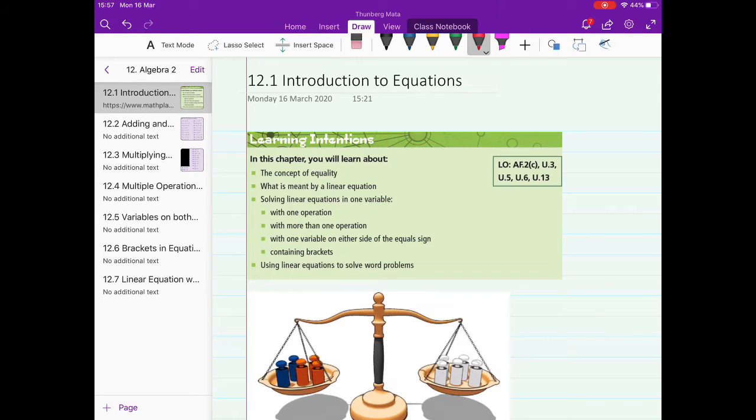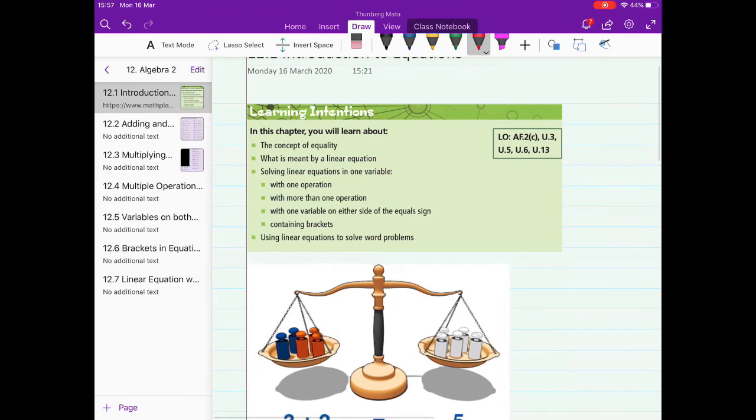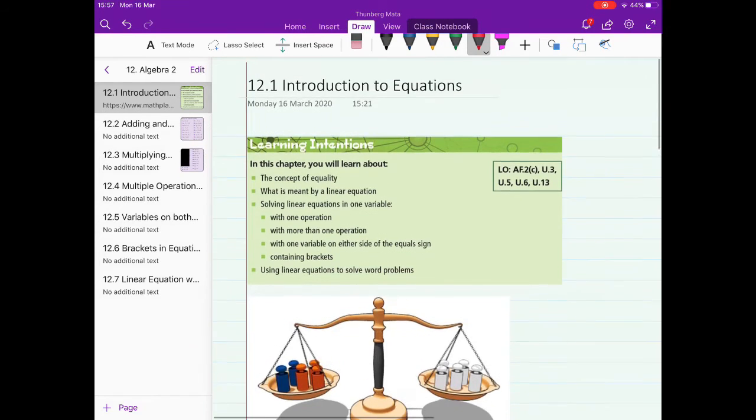So our learning intentions for this topic are going to include the concept of equality, what is meant by a linear equation. Then we're going to learn how to solve linear equations in one variable, with one operation, with more than one operation, with one variable on either side of the equal sign, when they contain brackets, and we're also going to look at how we can use linear equations to solve word problems.